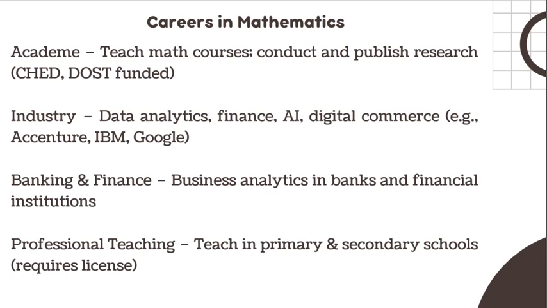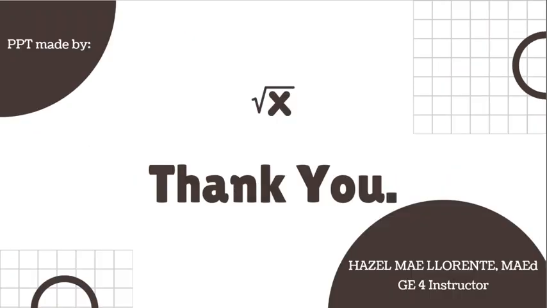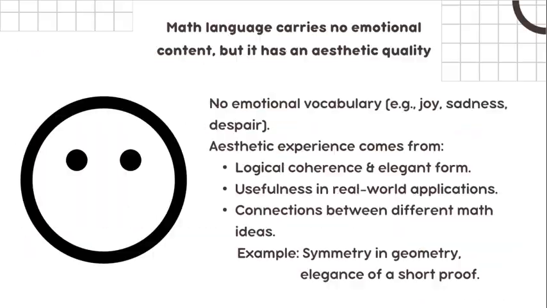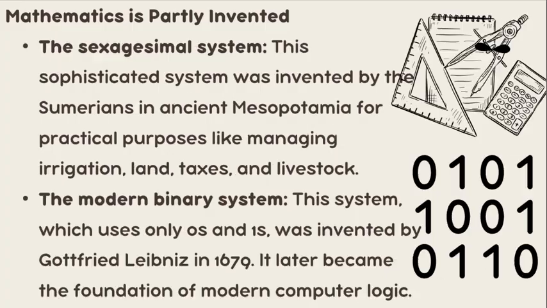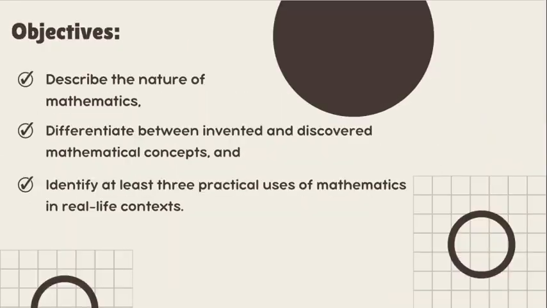So this path shows that mathematics is not just theoretical, but it opens doors to both academic and highly practical careers. So that is all for the first lesson. So let's go back to our objectives. So again, let's see if we have achieved our objectives. So yes, we have described the nature of mathematics and we differentiated invented from discovered mathematical concepts, and also we have discussed the practical uses of mathematics in real life context.